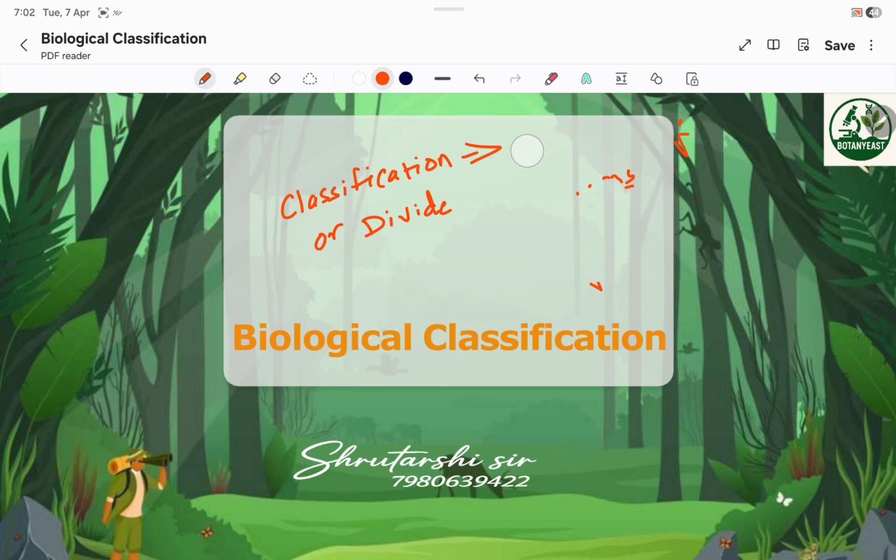Another example is your teacher asked you to divide the class into two. So what you did is the people who got 80% and above were placed in group A and who got less than 80% were placed in group B. This is how we classify.